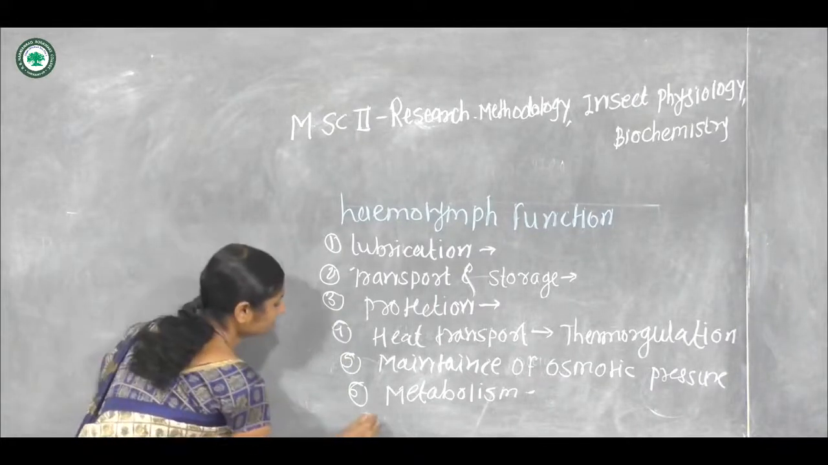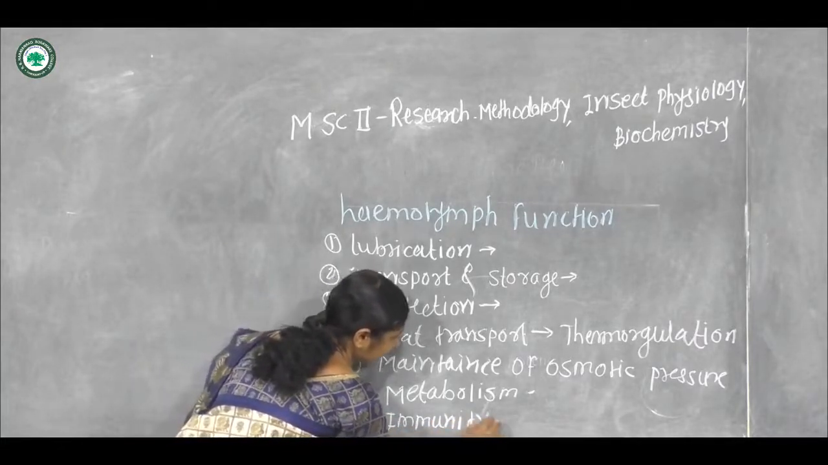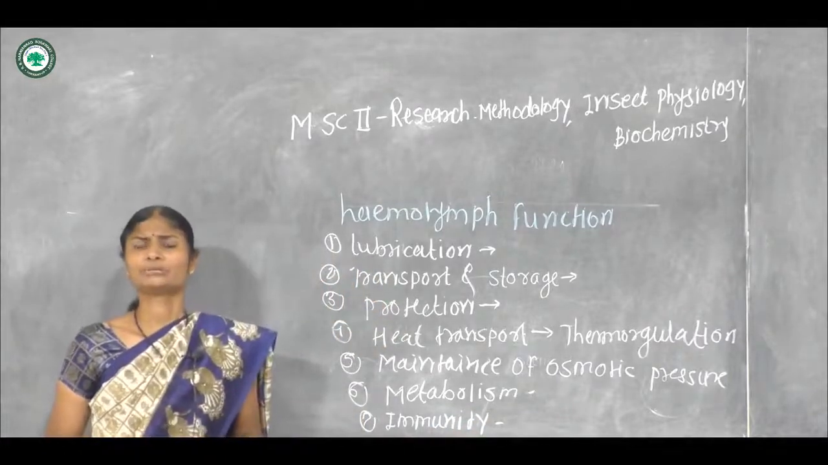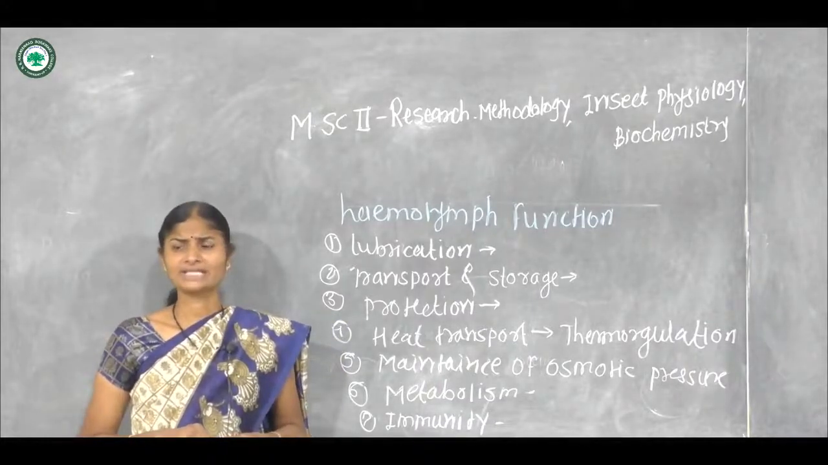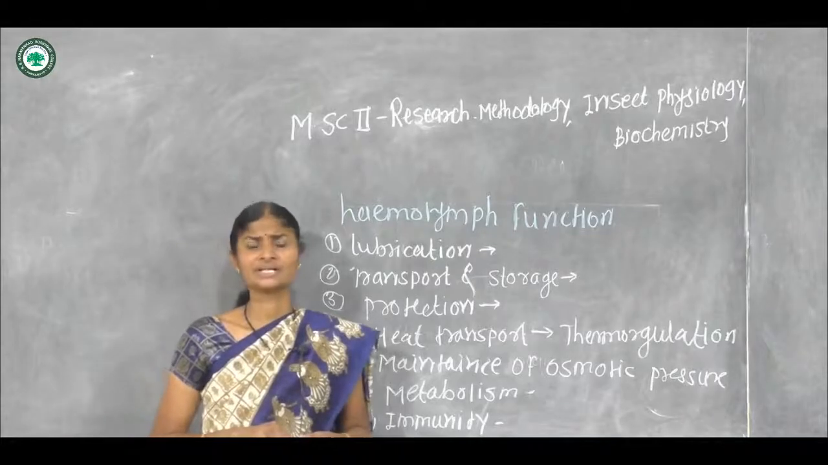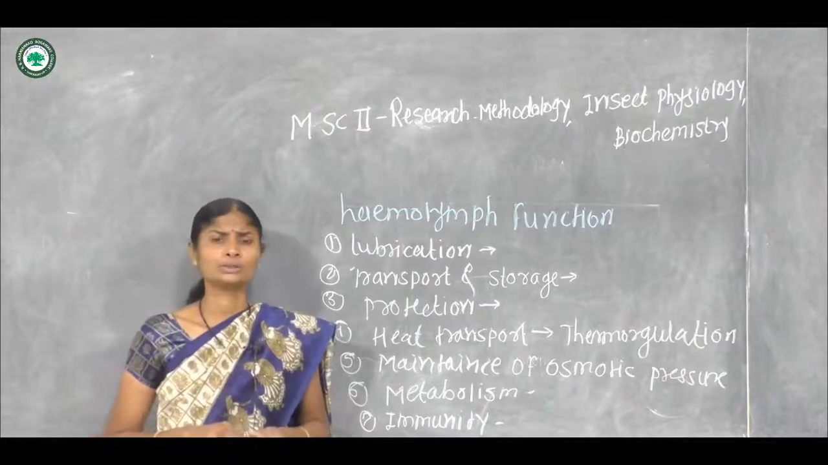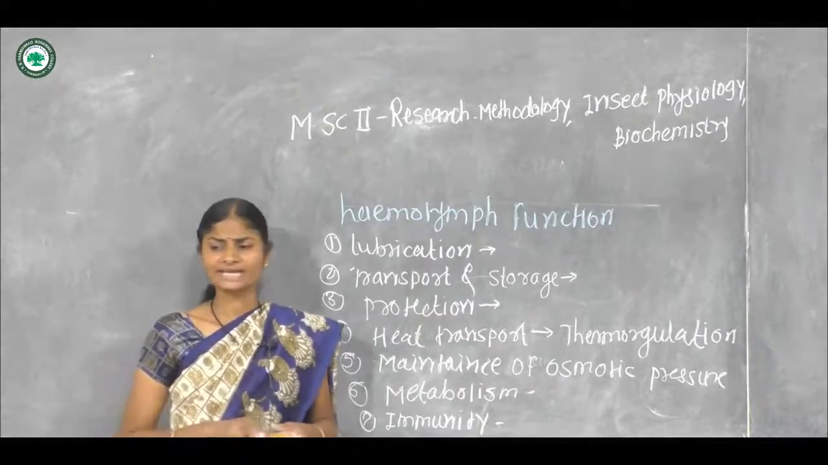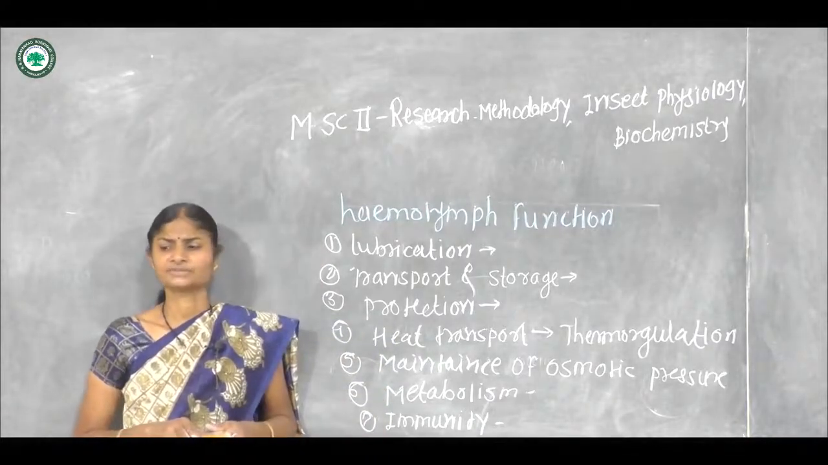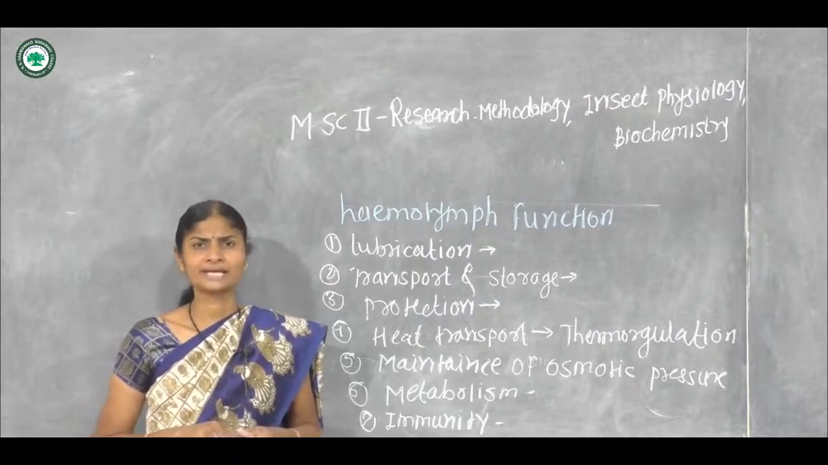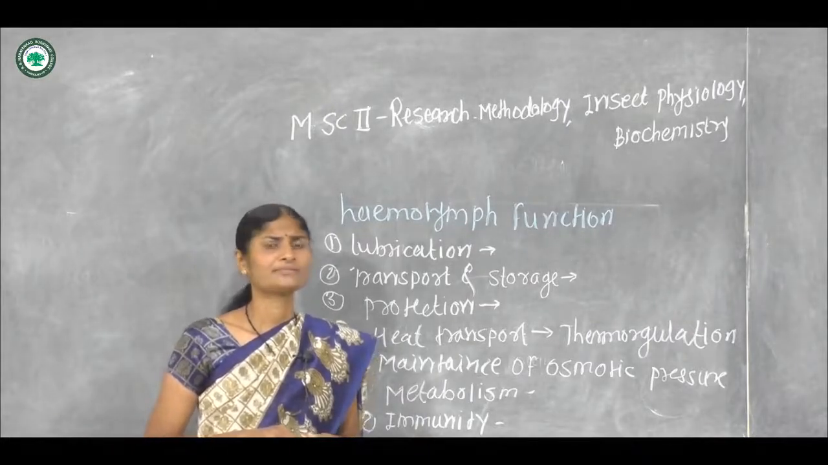Next point is immunity. The term immunity is used for the ability of an organism to resist disease. In insects, immunity is used to express the defense reaction of insects against infections.